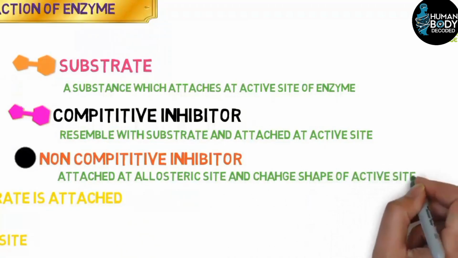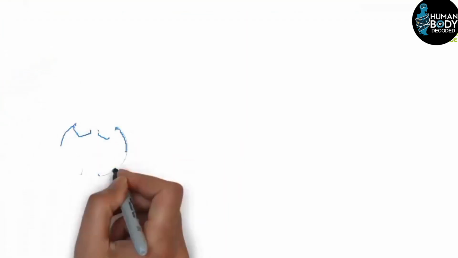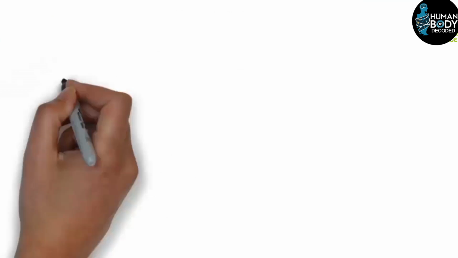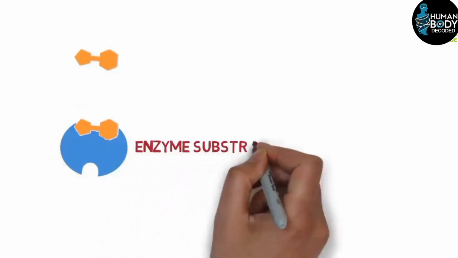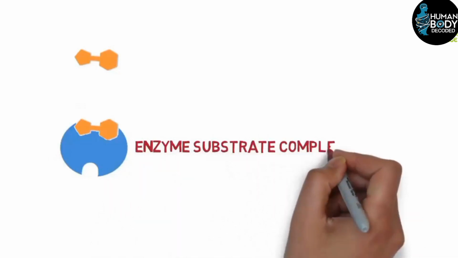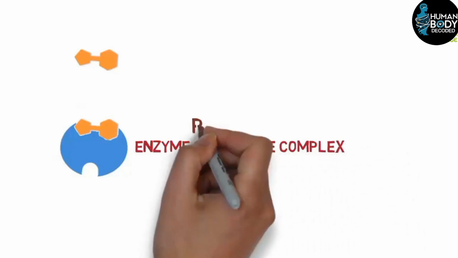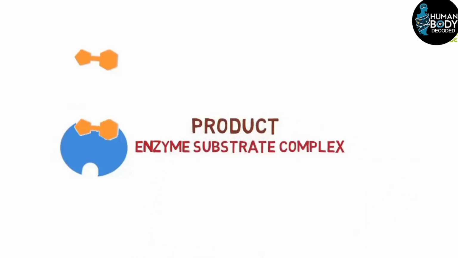Now, how do these mechanisms work? Let's begin. Here you can see an enzyme, and this is its substrate. The substrate comes and fits into the enzyme's active site, forming an enzyme-substrate complex. This allows the reaction to occur, resulting in the formation of the enzyme's products.